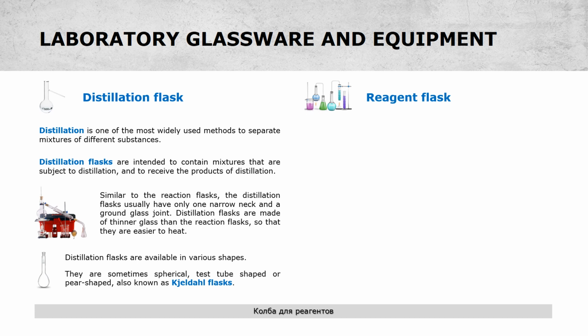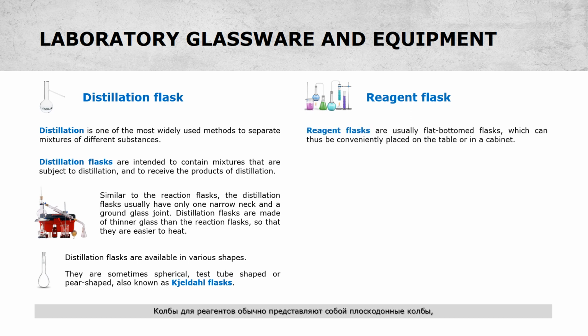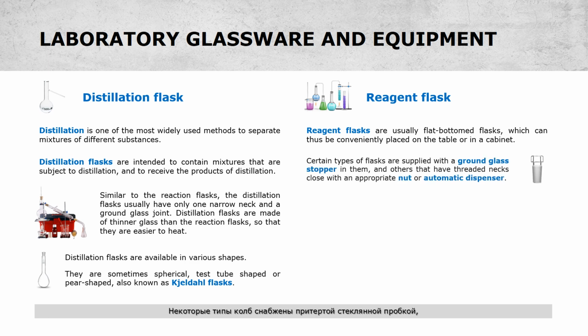Reagent flask. Reagent flasks are usually flat-bottomed flasks, which can thus be conveniently placed on the table or in a cabinet. Certain types of flasks are supplied with a ground glass stopper in them, and others that have threaded necks close with an appropriate nut or automatic dispenser.